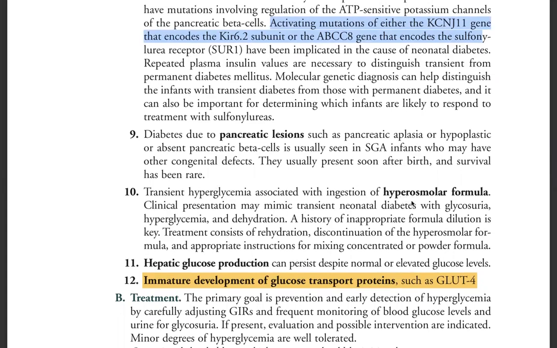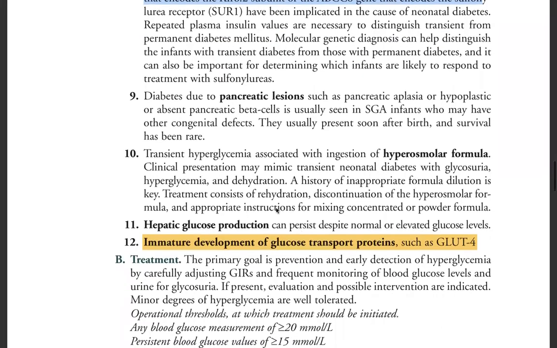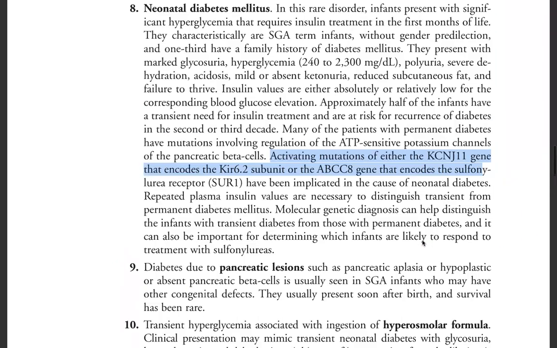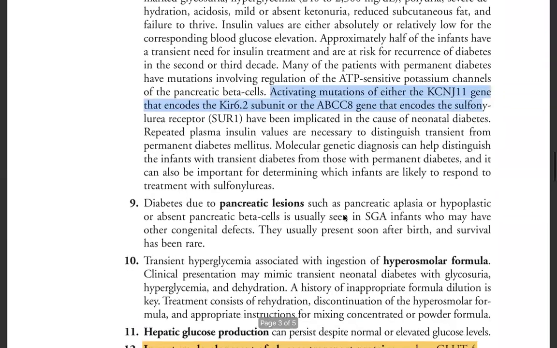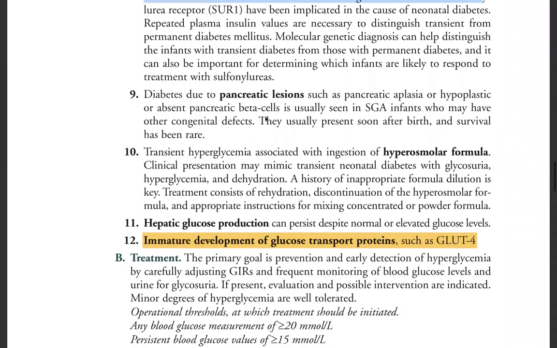Then if you are giving hyperosmolar formula, with inappropriate dilution, suppose somebody is not diluting, like 30 ml one scoop. If they're giving 3-4 scoops in 30 ml thick feed, then it may cause hyperglycemia. Then there is immature development of glucose transporters. The blood glucose may not get transported within your tissues because of GLUT4 mutation. These are all very rare. If you remember, you write these last 3 things. Otherwise, it is not required.